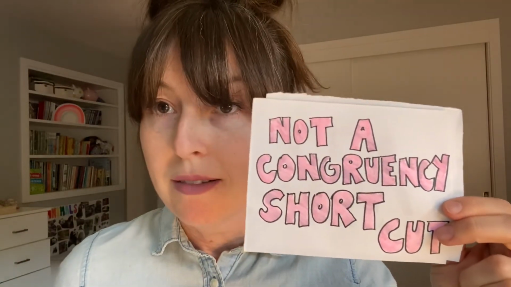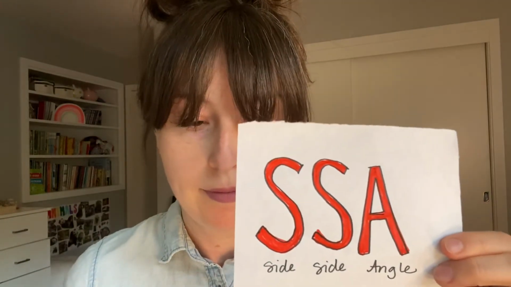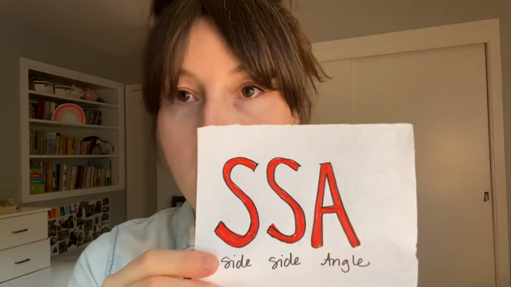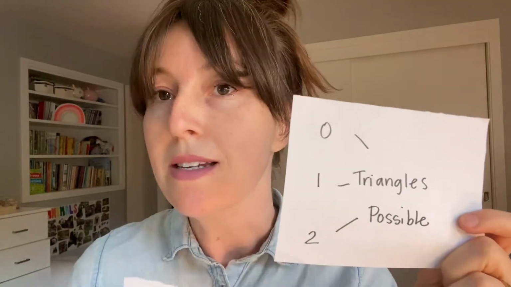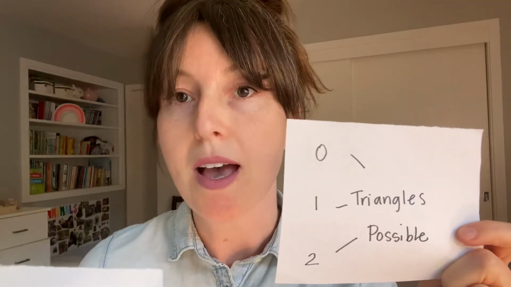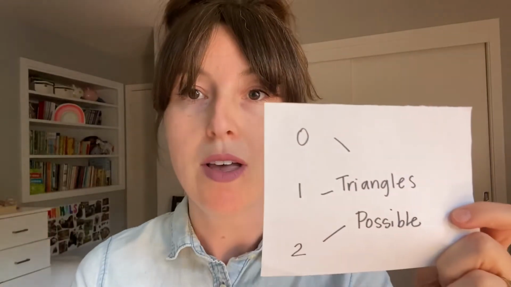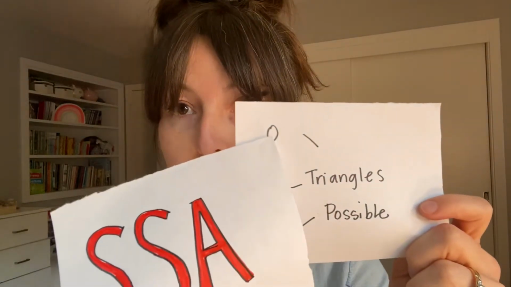Side, side, angle is not a congruency shortcut. And you probably talked about this in your geometry class. I don't know if you remember. The reason why it's not a congruency shortcut is because there's more possibilities than just one triangle. You could have one triangle, but you could also have 2 triangles, or you could have 0 triangles. And so that is what we are going to investigate today.